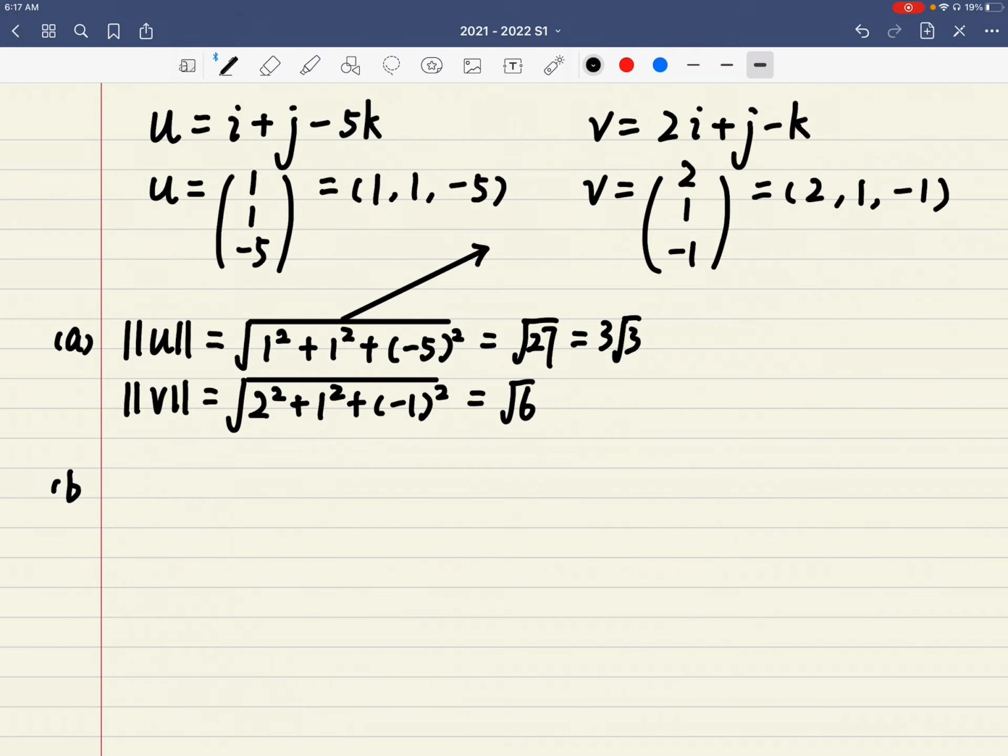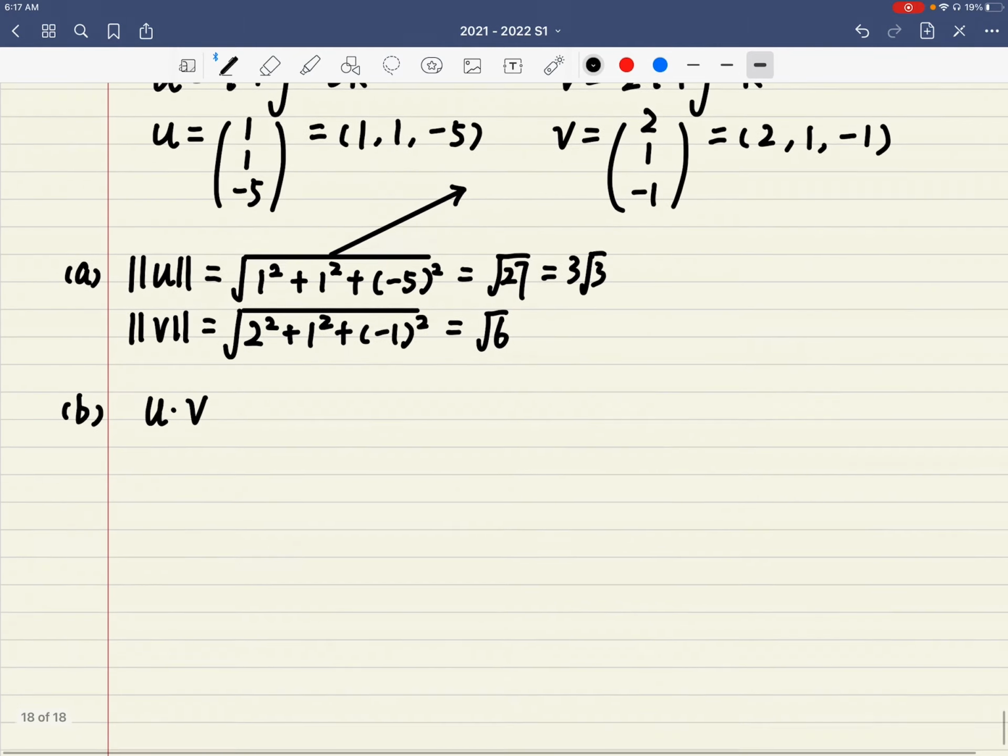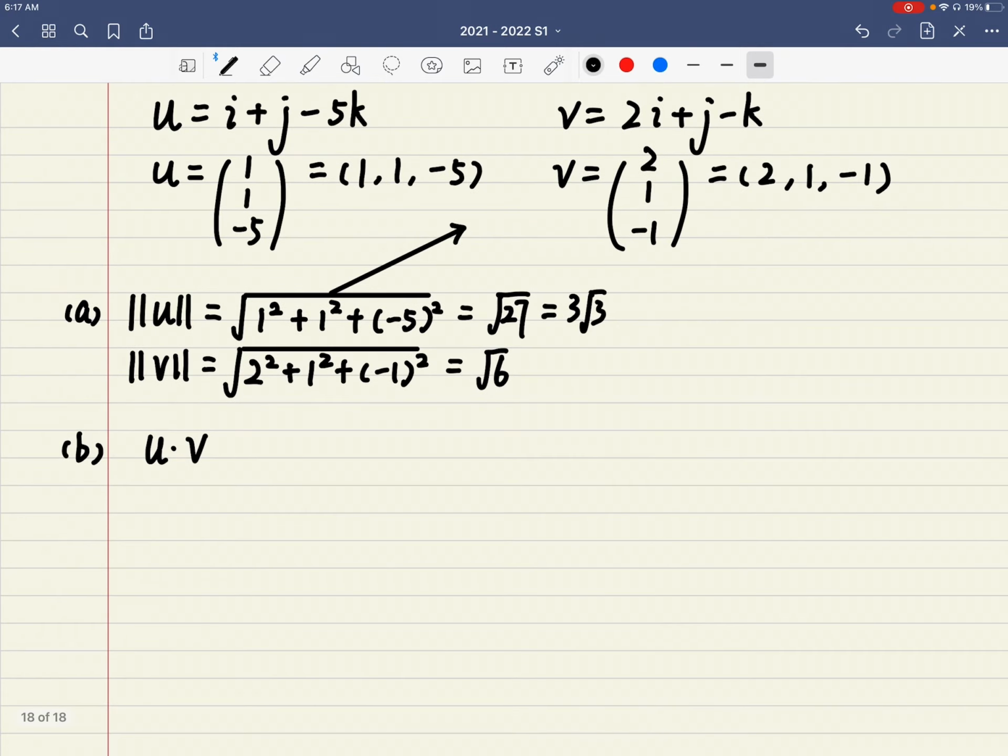And the second part, u dot v. Okay, u dot v is a dot product between two vectors. So there are two ways. The first way is a formula. It's going to be the length of u times the length of v times cosine theta. Theta is the angle between u and v.